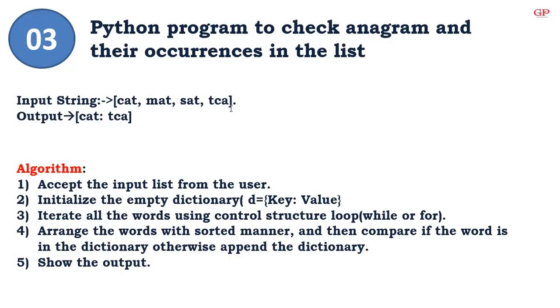So this is the third question, Python program to check anagram and their occurrences in the list. First of all, we need to understand what is an anagram. Anagram is a condition where one string or number is arranged in such a manner that each character of the rearranged string must be a part of another string or number. So by changing the indices of the characters, if they match the original and the changed characters, then that particular string is called an anagram.